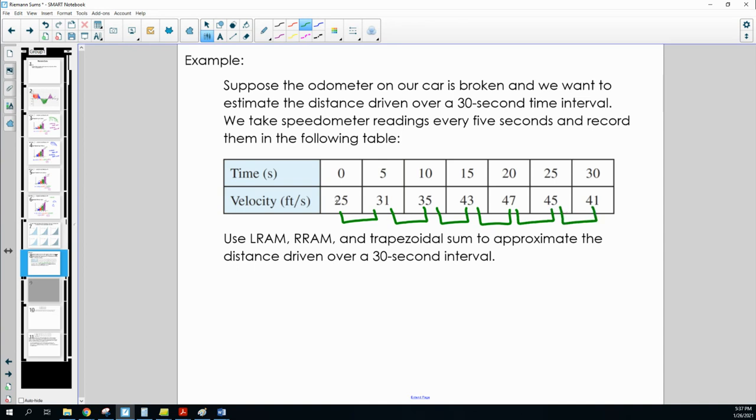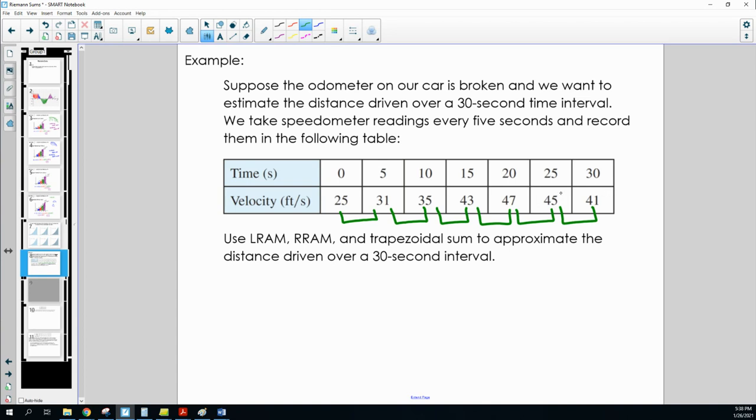So we're starting with the left. Between 25 and 31, we're using 25. In the interval from 31 to 35, we're using 31. 35 to 43, we're using 35. 43 to 47, we're using 43. 47 to 45, we're using 47.